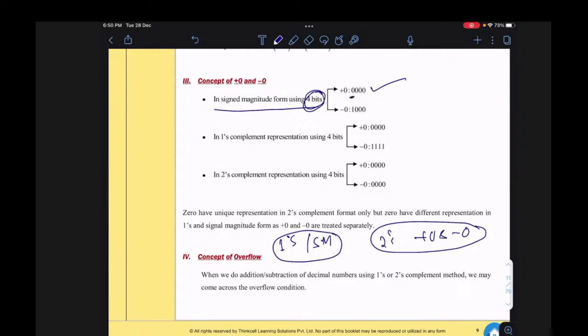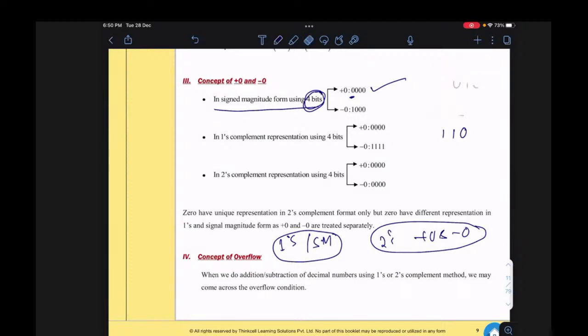So 1 bit is gone, and the rest 3 bits are used. How do you represent plus 2 in sign magnitude form? For 2 it is 1, 0, and for the plus we put a 0. If I say represent minus 2, again for the 2 I use 1, 0, and for the minus I put a 1 here. This is what we do, right?